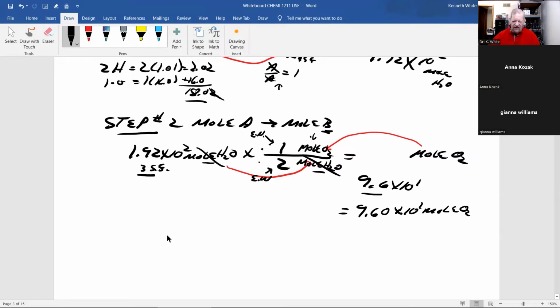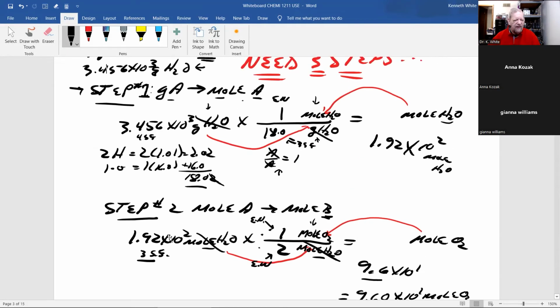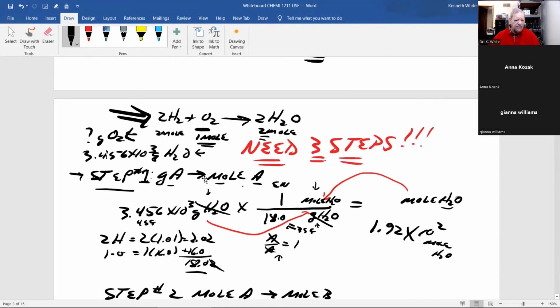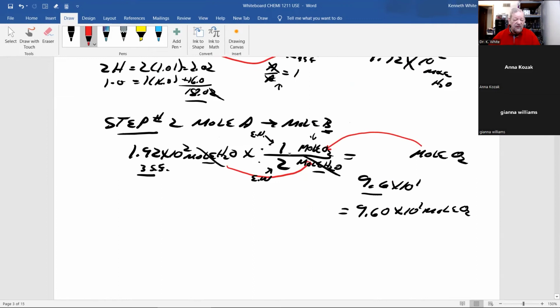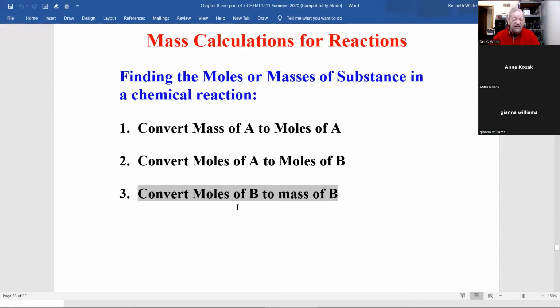Are we done? No, because up here we figured out we want to get grams of oxygen. And notice we need 3 steps. We've done step 1, we've done step 2, and now step 3, convert moles of B, what we just found out, to grams of B. Remember, mass is grams.